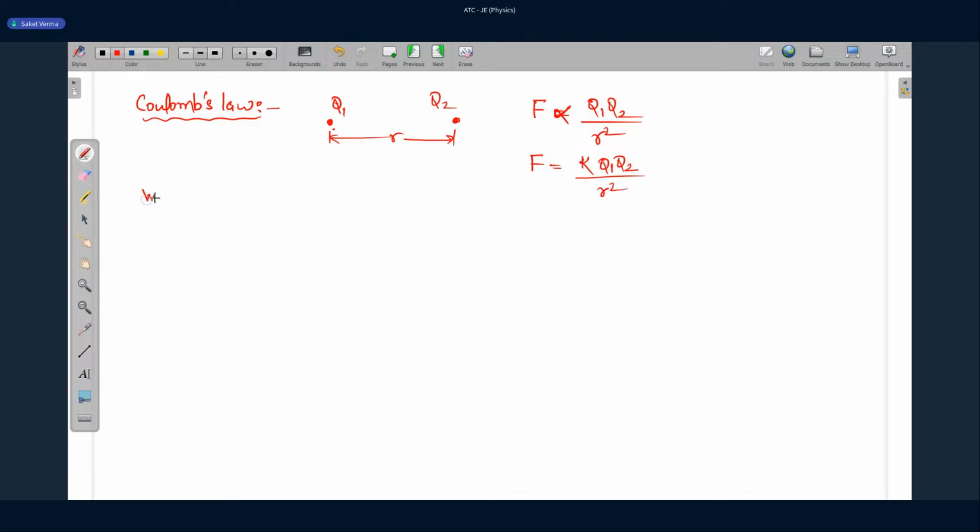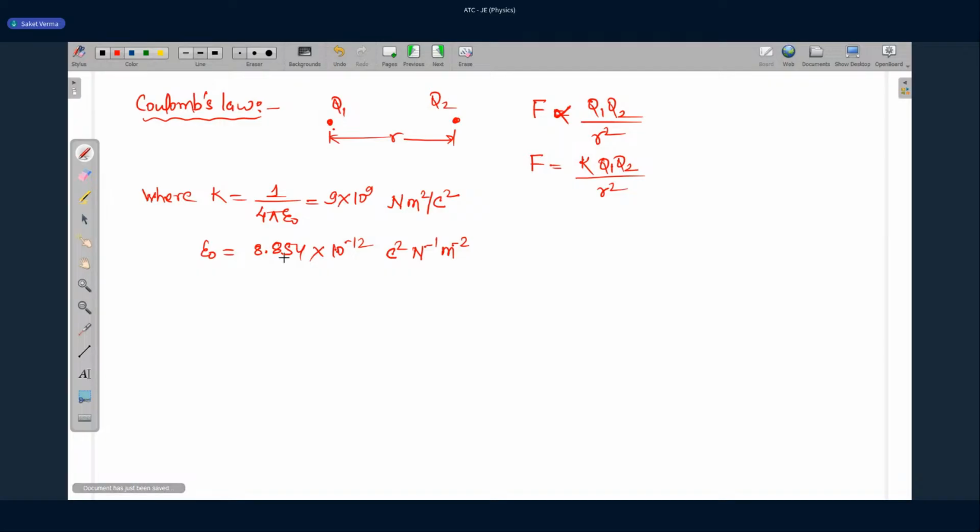So what is the value of k? We write the value of k equal to 1 upon 4 pi epsilon naught, which is equal to 9 into 10 raised to power 9 Newton meter square per Coulomb square. That is an important unit that you have to write. And epsilon naught is 8.854 into 10 raised to power minus 12, with units Coulomb square per Newton meter square, or Newton inverse meter to the power minus 2 Coulomb square.